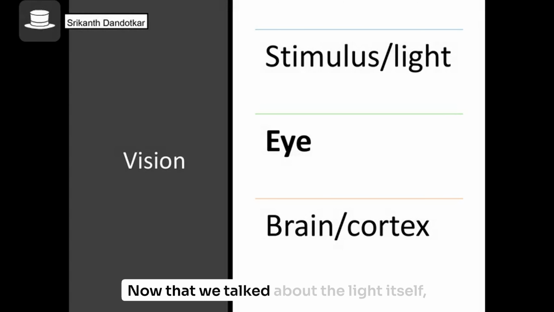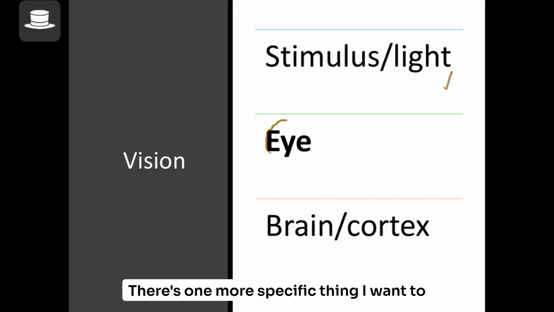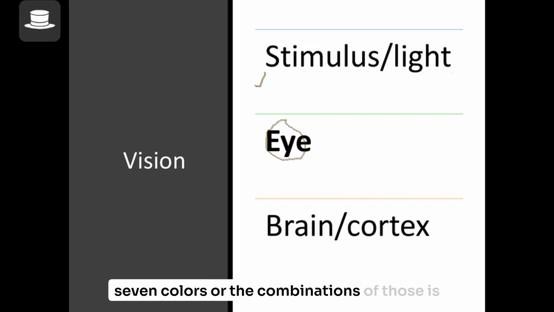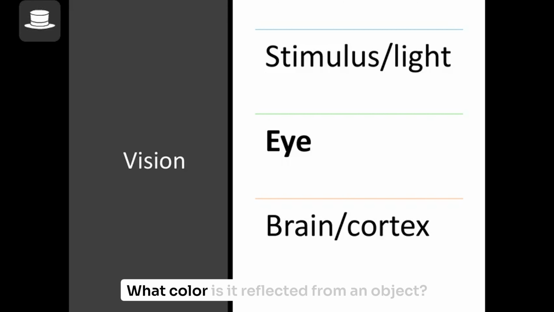Now that we talked about the light itself, the next thing to talk about is the eye. There's one more specific thing I want to tell you about the light itself: the fact that we can only perceive the visible spectrum, and that it has individual components related to the seven colors or the combinations of those, is the reason why we can perceive the world in colors. So depending on what color is reflected from an object, we perceive that color.